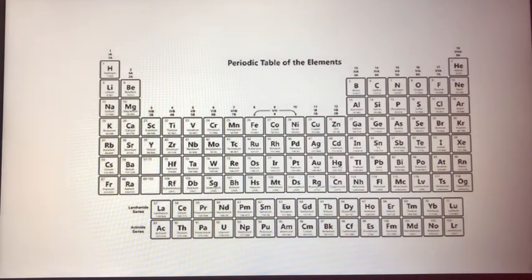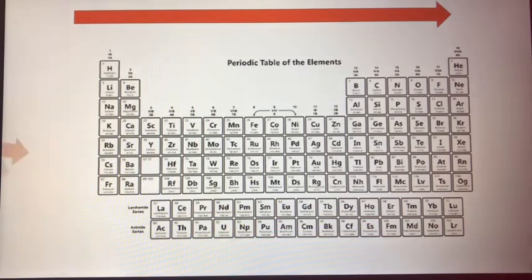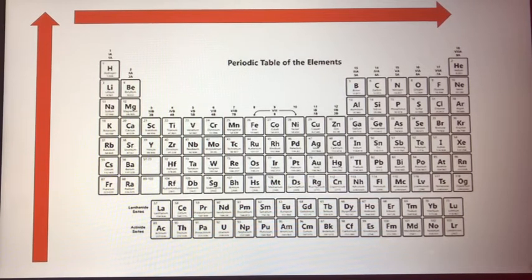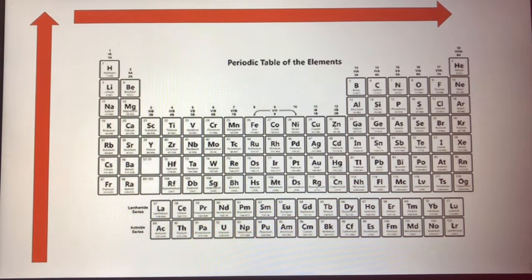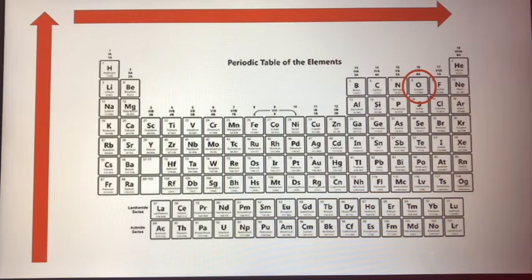So as you see here, we have a nice periodic table. And on the periodic table, the further right and up you go, the more electronegative elements become because they have more protons in their nucleus. And as you see, oxygen is pretty far up and to the right, so it's very electronegative.